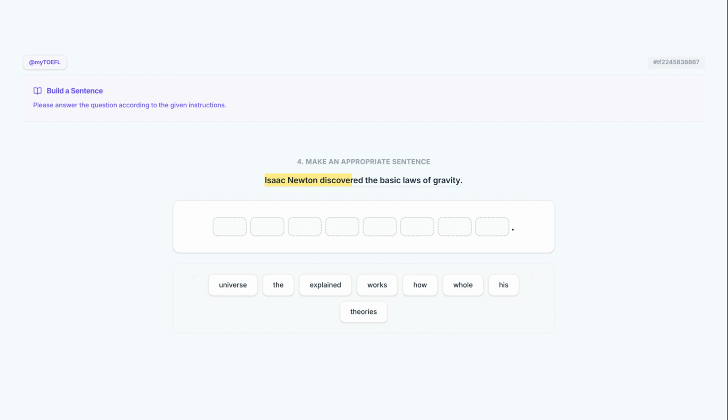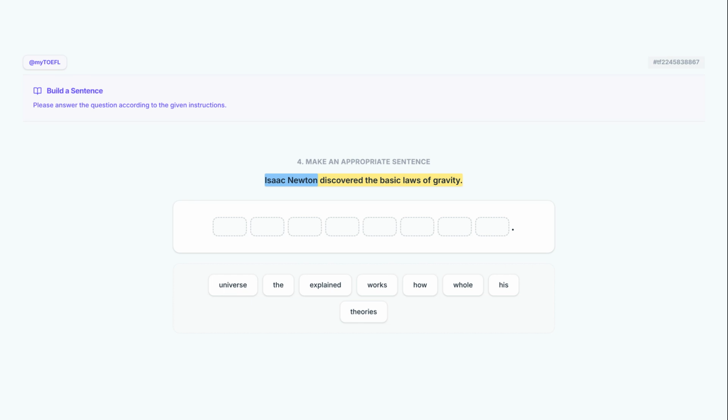Isaac Newton discovered the basic laws of gravity. The context mentions the famous scientist Isaac Newton and his work on gravity. The answer sentence will likely expand on what his theories achieved or what they explained about the world. Now, let's arrange our scrambled words to form the correct sentence.